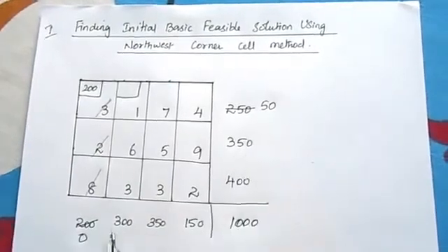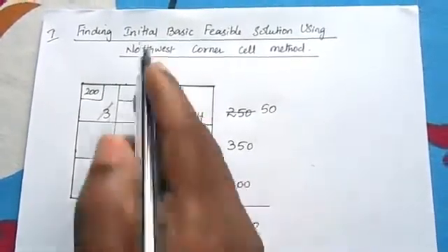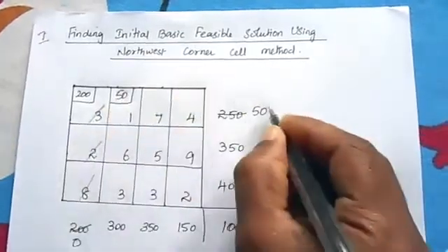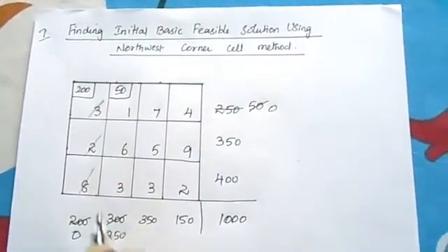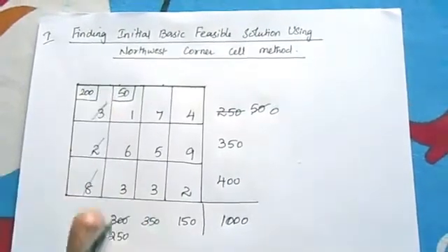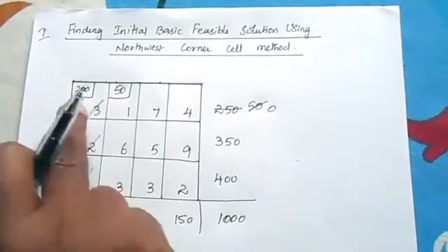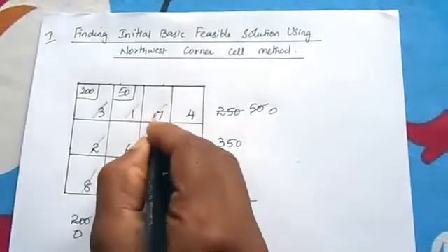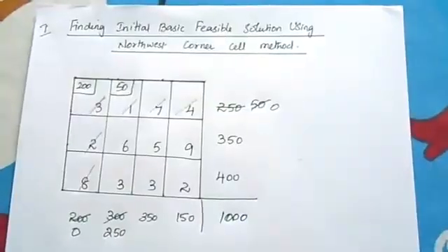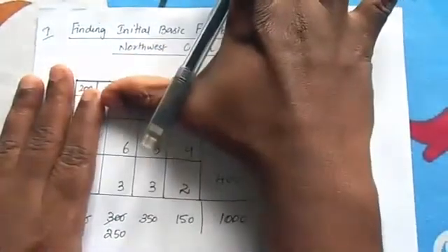So which one is least? 50 is least. So allocate 50 here. Now this will be 0. Second column balance amount is 250. So out of 300 we have given 50, so the remaining 250 is there. This row value is 0. Now the first row will get cancelled. Now the first column and first row are over.